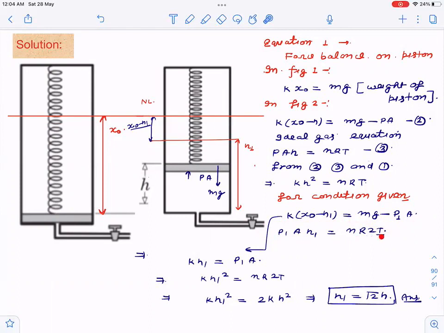Again, the ideal gas equation: P1 V1 is equal to nR(2T). Now the temperature is 2T. So from again these two equations, you get kh1 squared is equal to nR(2T). So if kh1 squared is nR(2T), and nRT is kh squared, then if you substitute, you get h1 as root 2 h. That's the answer. So it's basically a simple question only.